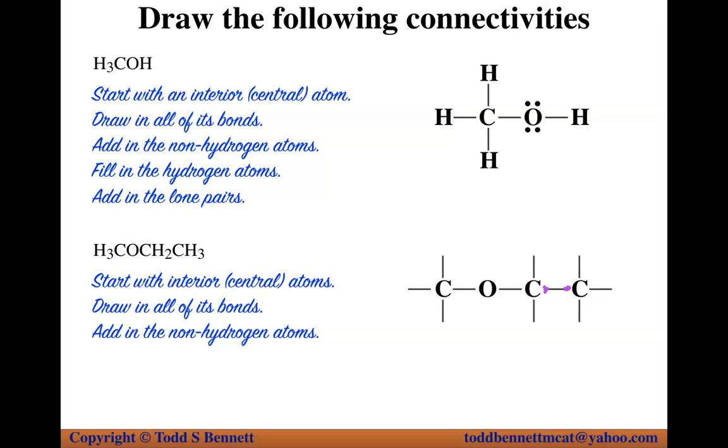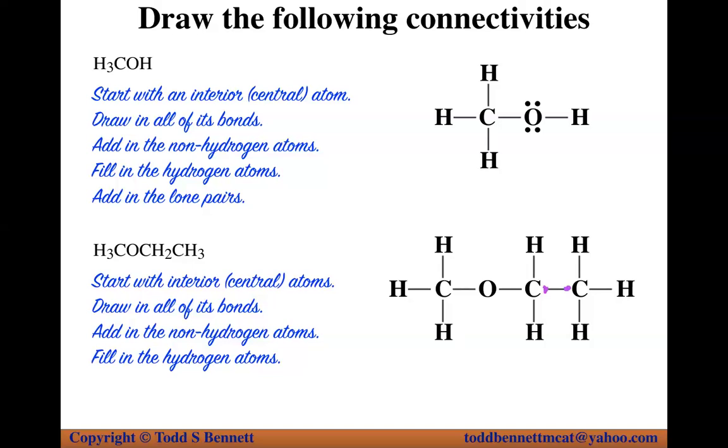Now I need to draw in hydrogens. There are 3, 2, and 3. So 1, 2, 3, 1, 2, and 1, 2, 3. Perfect. So in every one of these bonds, there's 2 electrons. Okay, so everything's happy. So last thing I need to do, add in lone pairs. Only oxygen has a lone pair, so we're set.